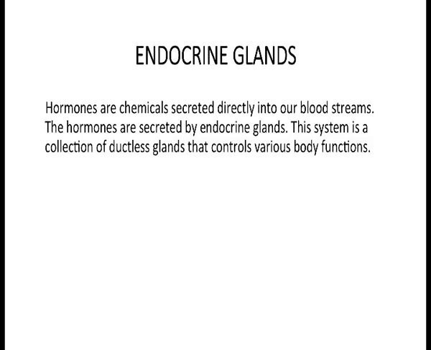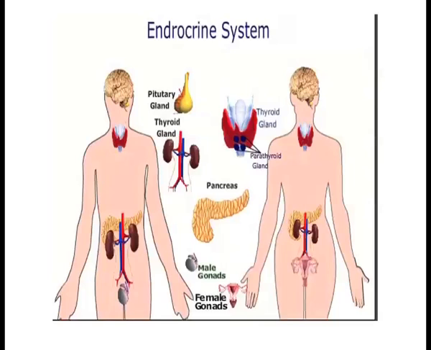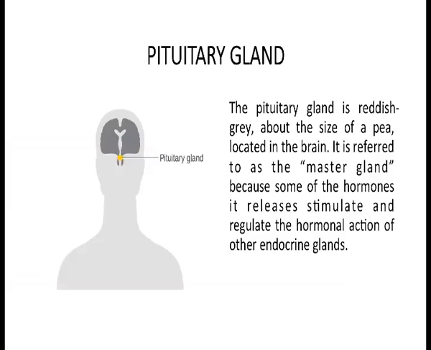This system is a collection of ductless glands that controls various body functions. The endocrine glands secrete chemicals that send signals by releasing hormones directly into the bloodstream. Let us start with the pituitary gland first. The pituitary gland is reddish grey, about the size of a pea, located in the brain. It is referred to as master gland. Why? Because some of the hormones that it releases stimulate and regulate the hormonal action of other endocrine glands.